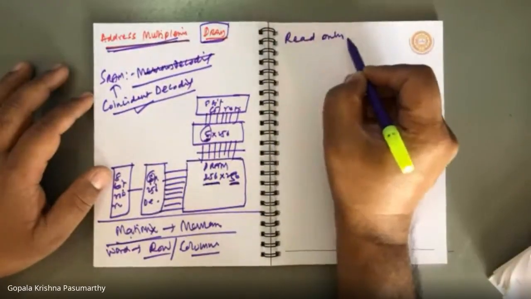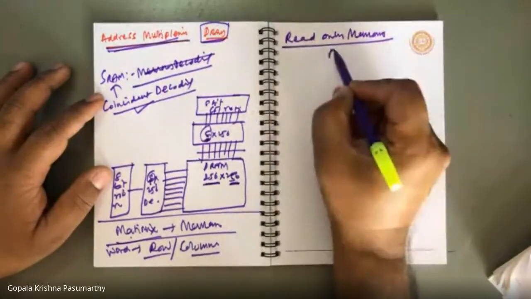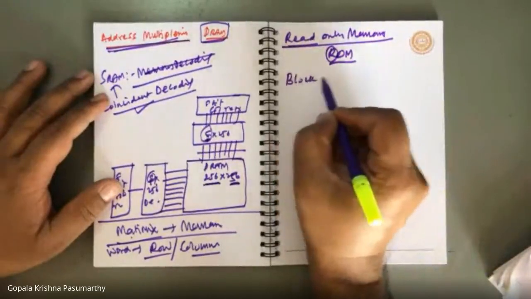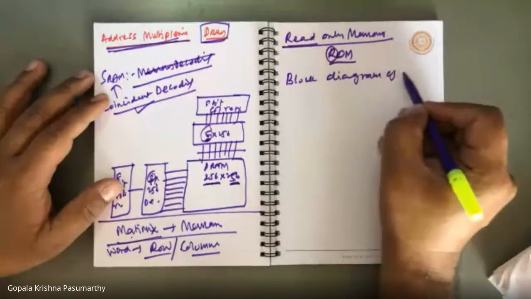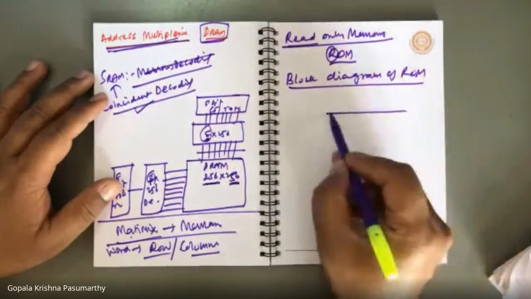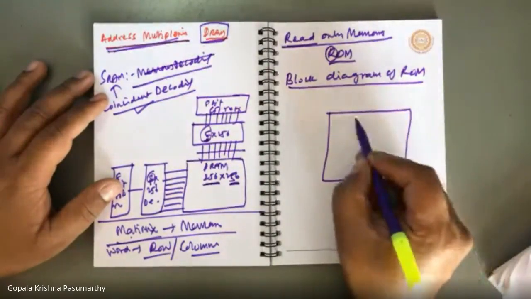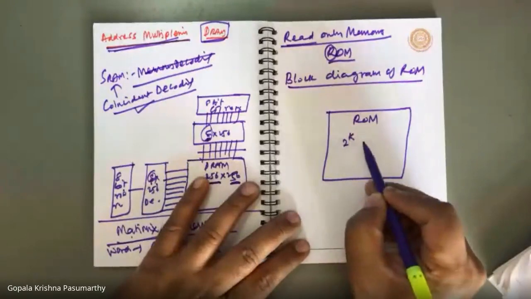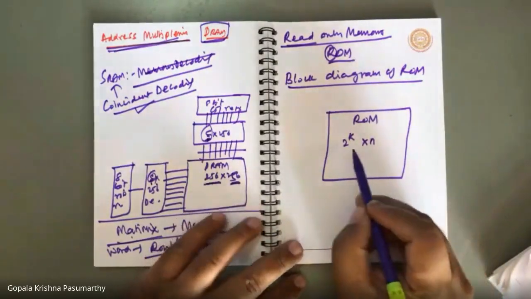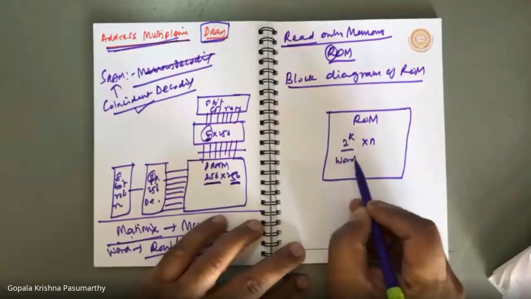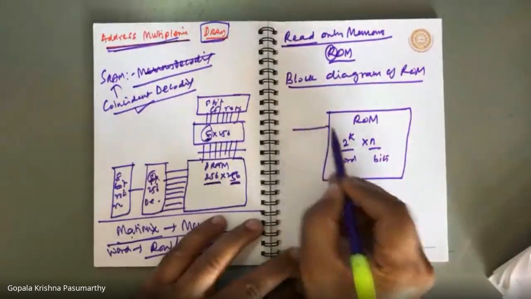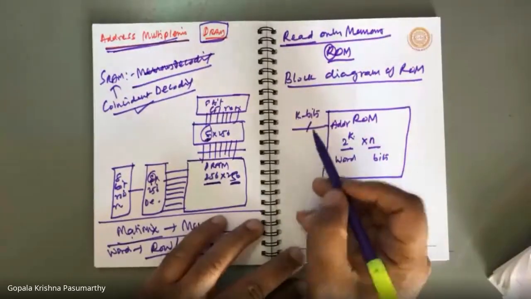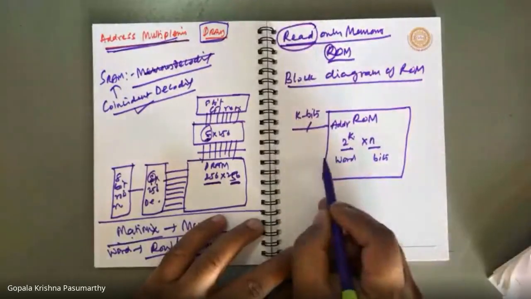The next topic is read only memory. We can perform only reading. Let us see the block diagram of ROM. For example, my read only memory is of size 2 to the power of k by n. If the size of the memory is 2 power k words by n bits, then the number of words is 2^k and the size of the address is k bits. Because the only operation performed is reading, we will not have any control lines.